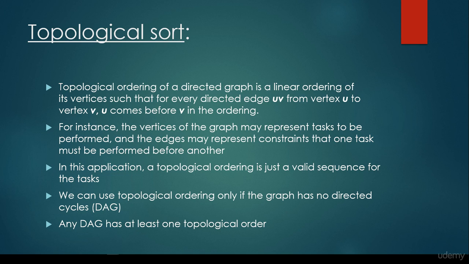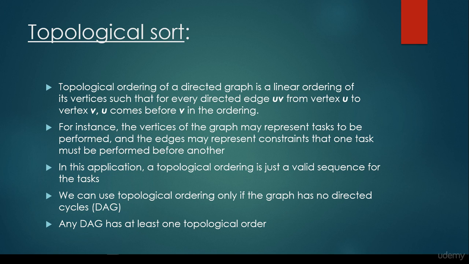So for instance, the vertices of the graph may represent tasks to be performed, and the edges may represent constraints that one task must be performed before another. And basically that's why I said that there is no point defining the topological order for an undirected graph, because we define these constraints, that, for example, one task must be performed before another, with the help of directed edges. So in this application, a topological order is just a valid sequence for the tasks.